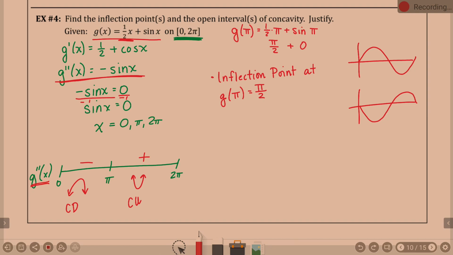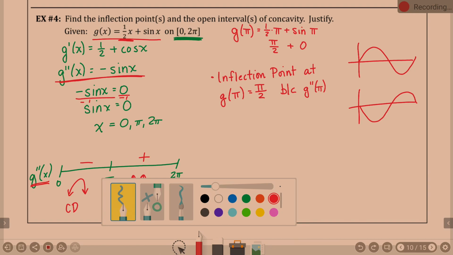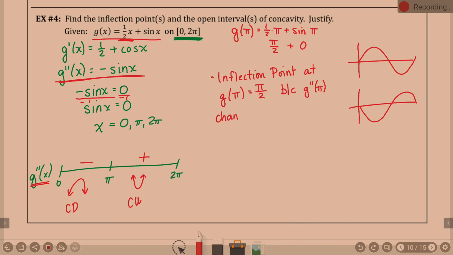And why is there an inflection point there? Because it changes from concave down to concave up. Okay. Or I was going to say g prime of x, or, seriously? Erase. So g prime of pi changes sign from, what was it, negative to positive. Multiple different ways you can say it.